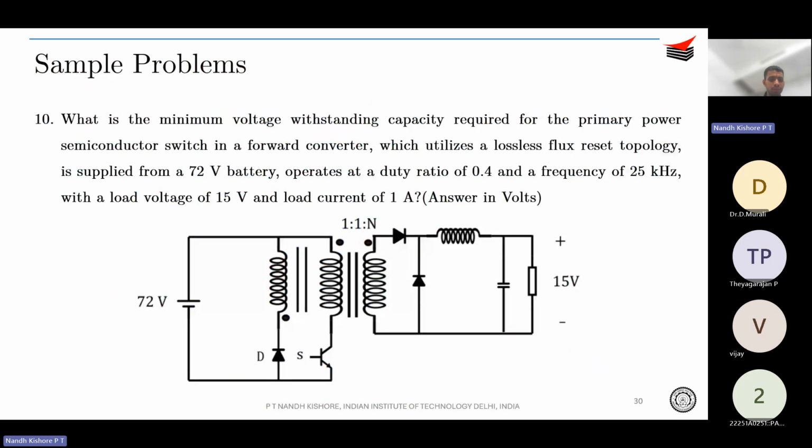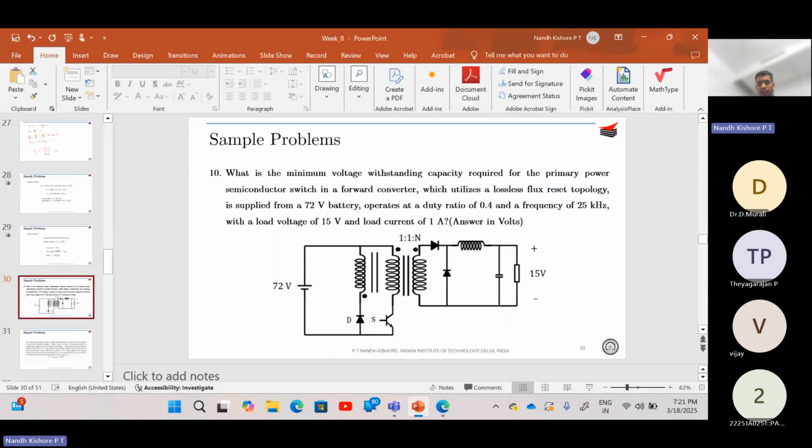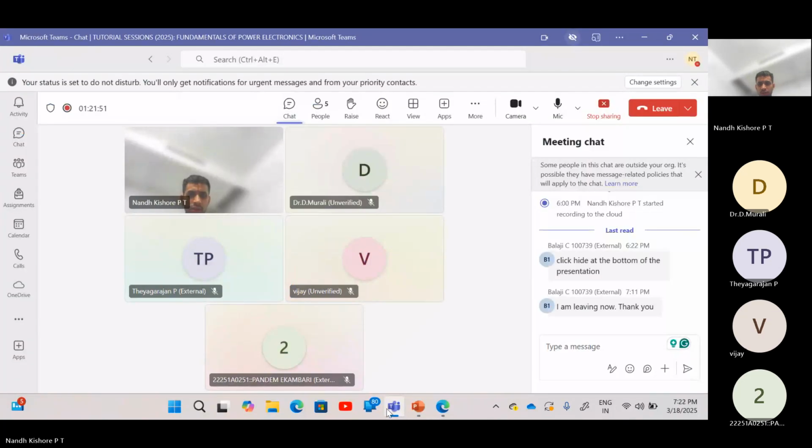Okay, so let me check if there are any doubts in the chat box, or else we can proceed.